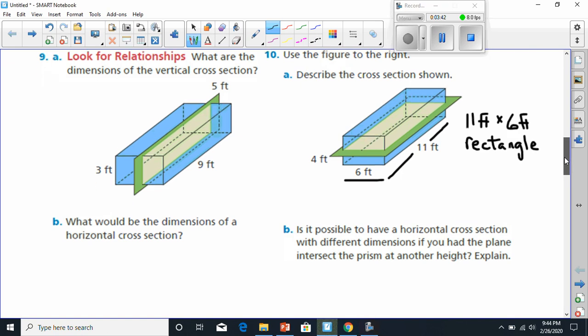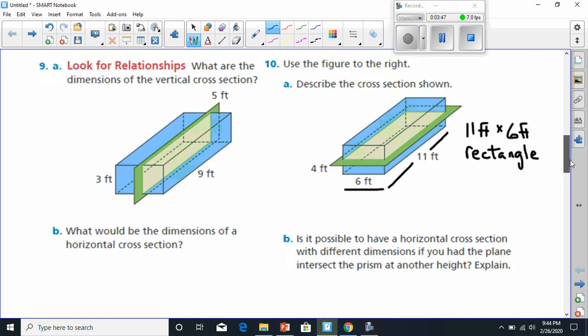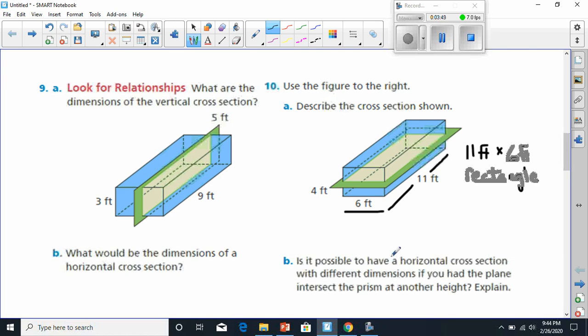We see that number 10 has a part B to it. Part B says, is it possible to have a horizontal cross section with different dimensions if you had the plane intersect the prism at another height? Well, a horizontal cross section is one that's going across the middle there, and we're saying if you had it at a different height, right?